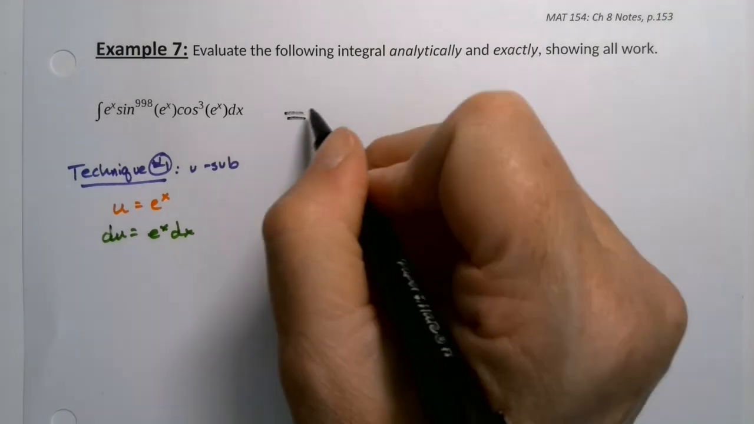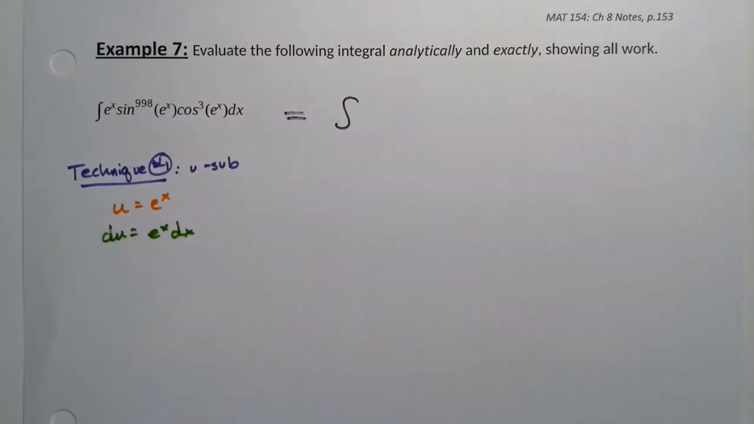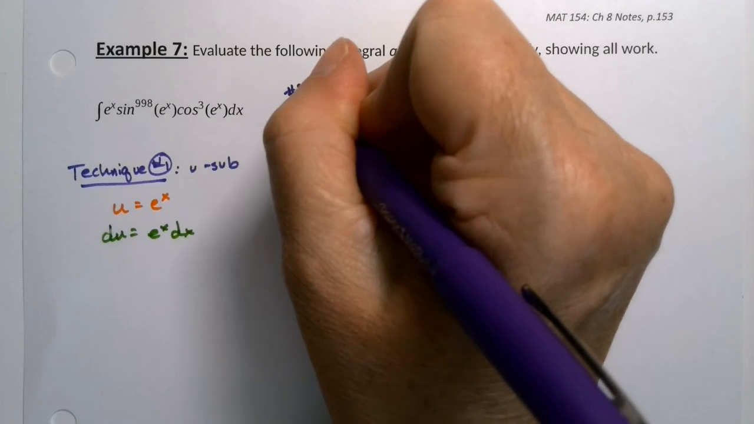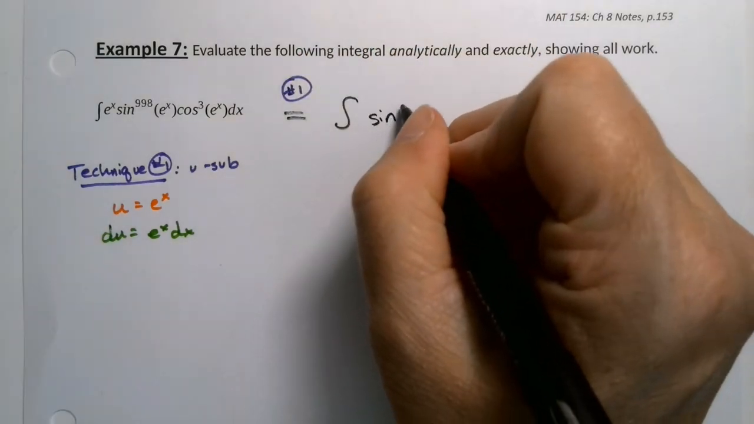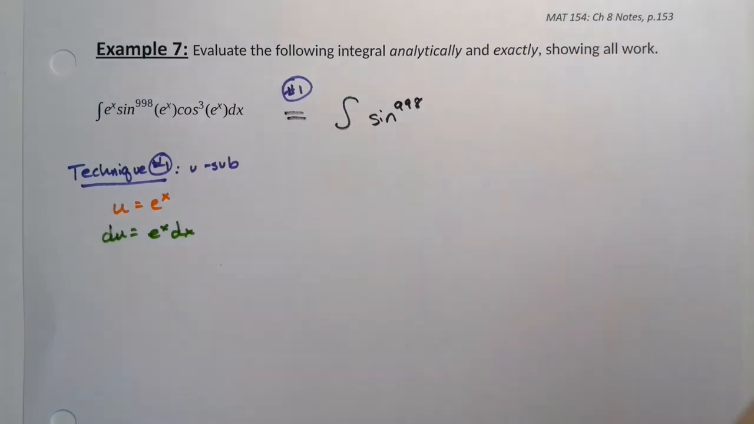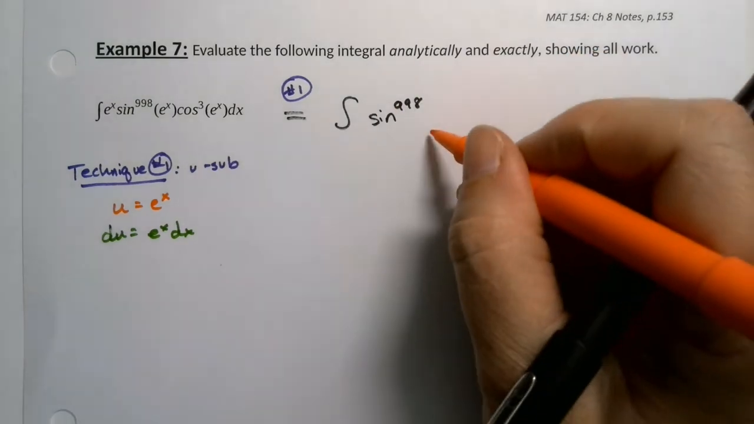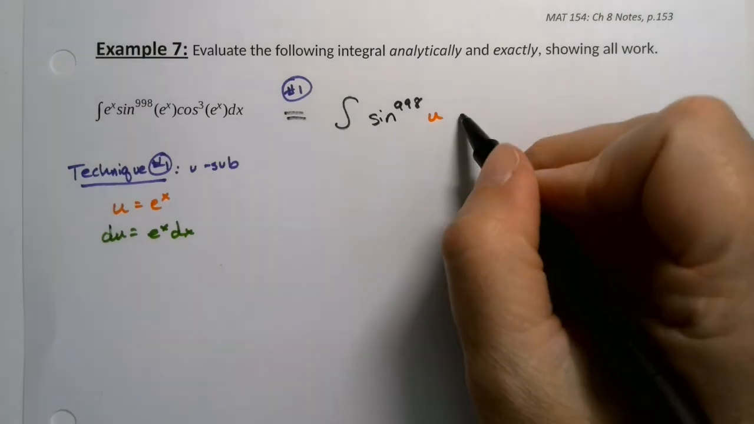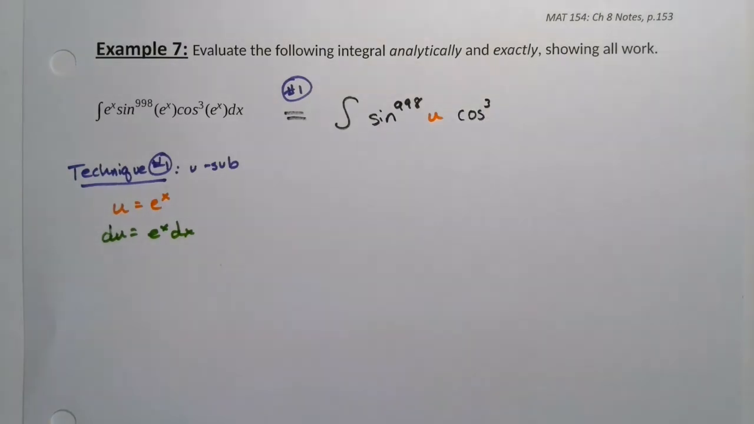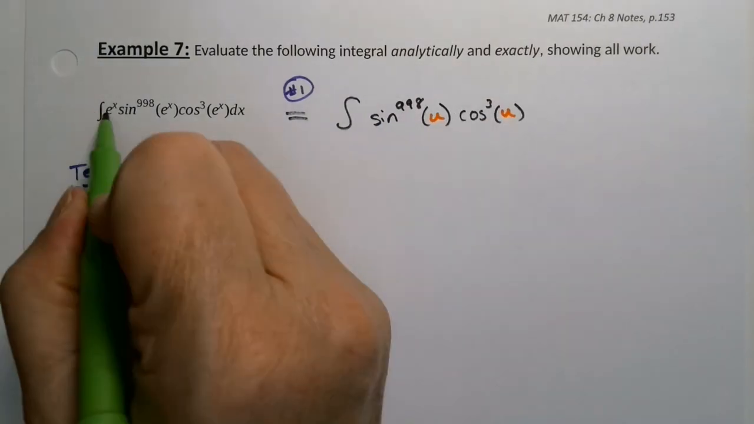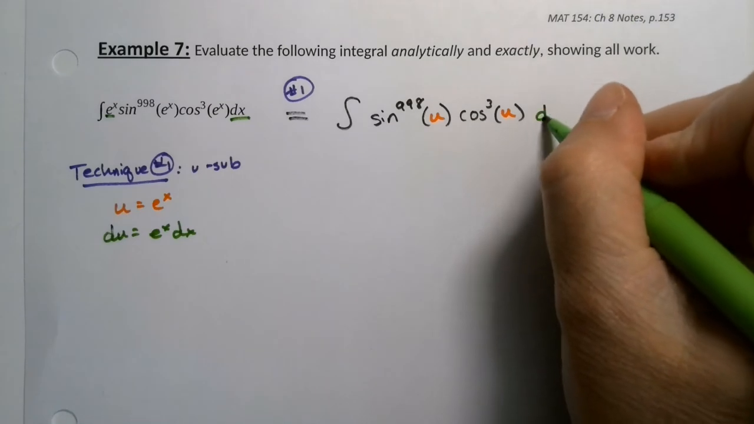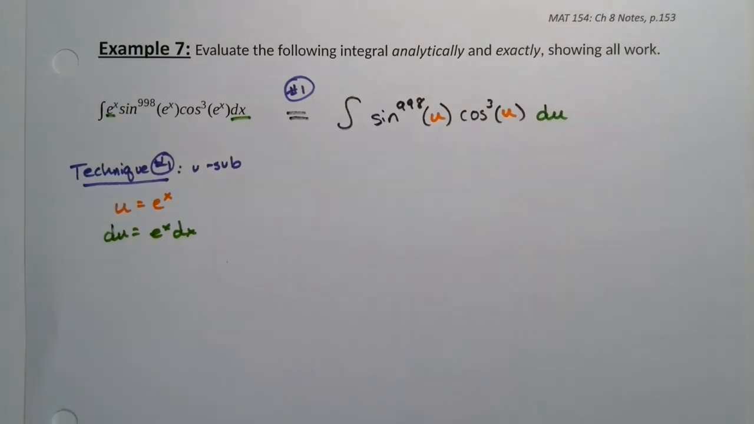All right, so this is equal to the integral, by technique number one, of sine to the 998 of u, cosine cubed of u, and then du. Because the e to the x in the front and the dx together in the back will make du. All right, that's great, wonderful, marvelous.